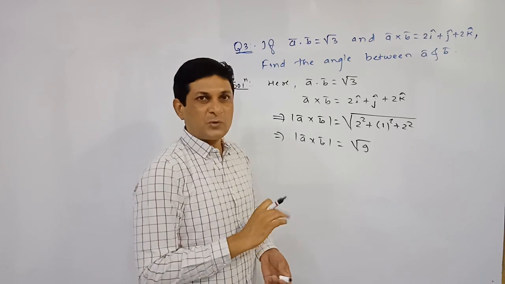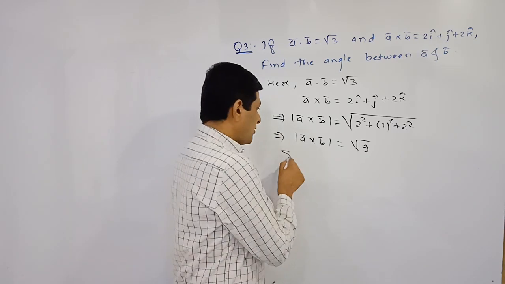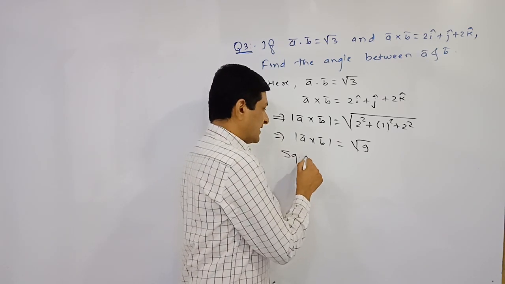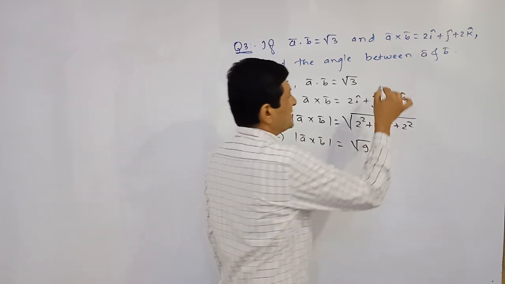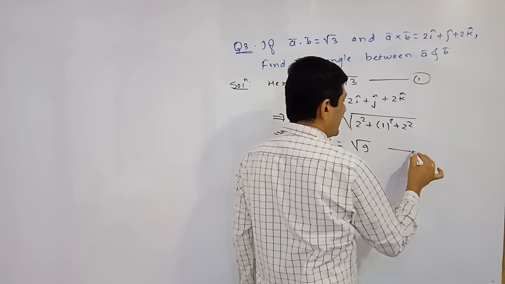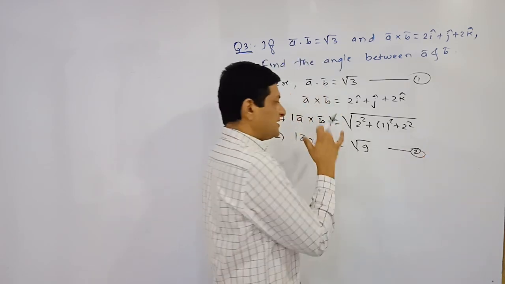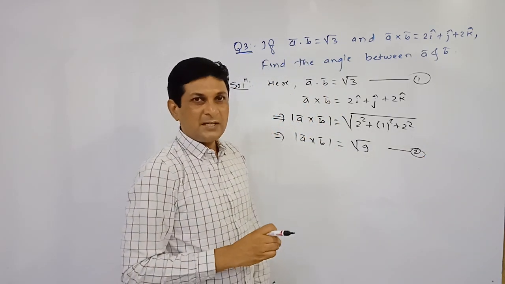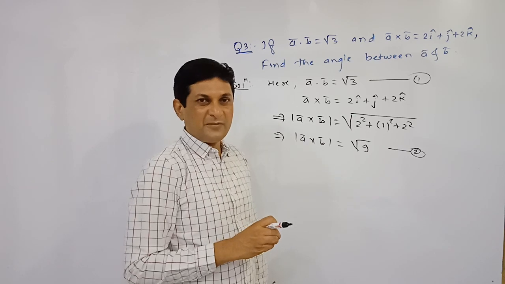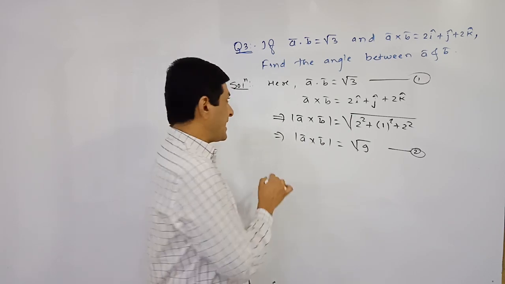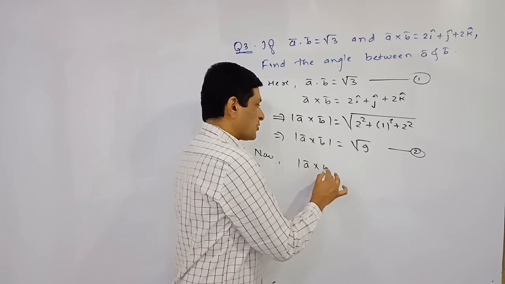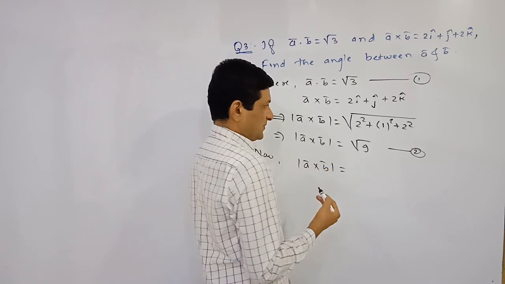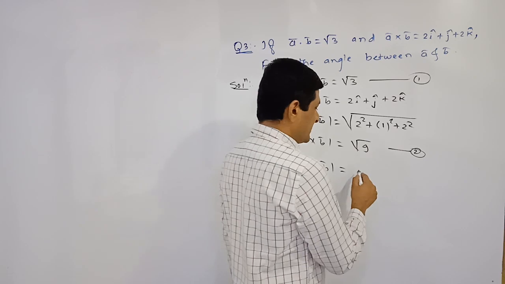Just simply we are squaring both sides. Let us see what we'll get. We denote this by equation number first and this by equation number second. Once these two values are known to us, now we are using the definition of the magnitude of A bar cross B bar.